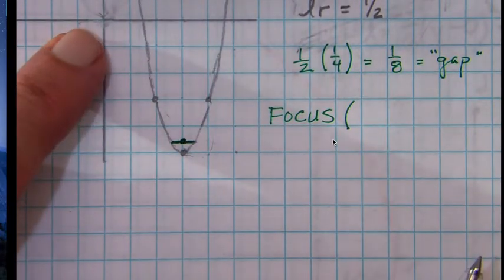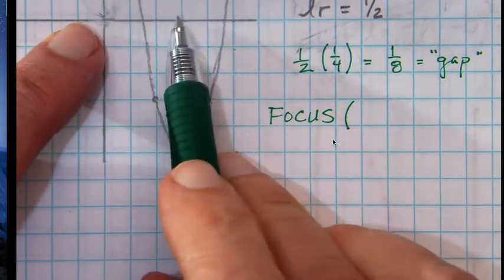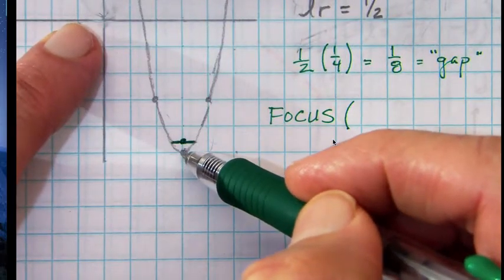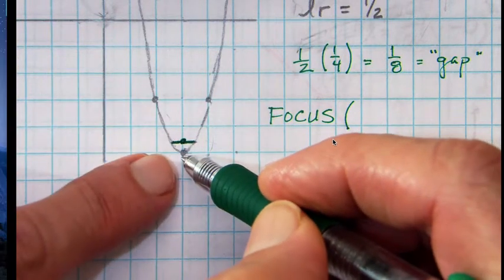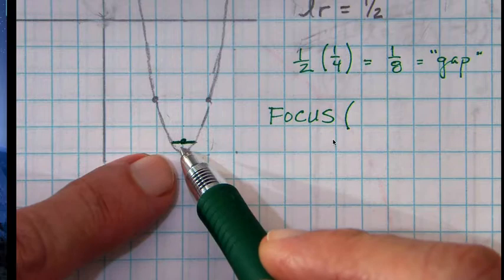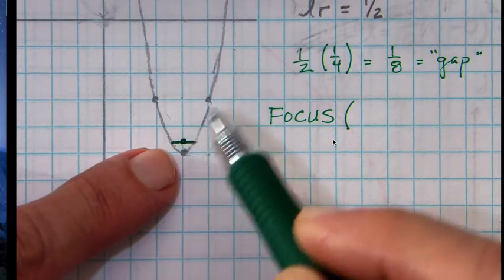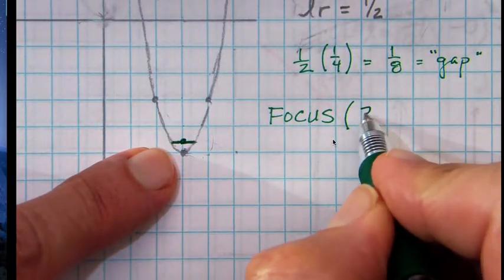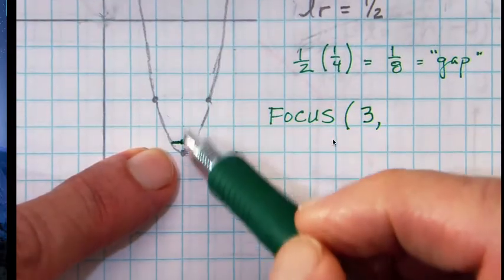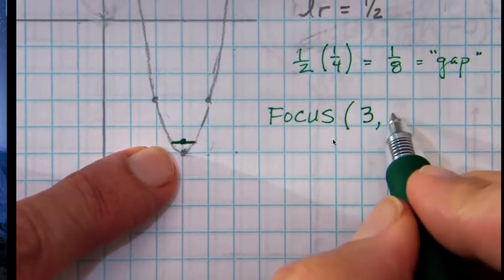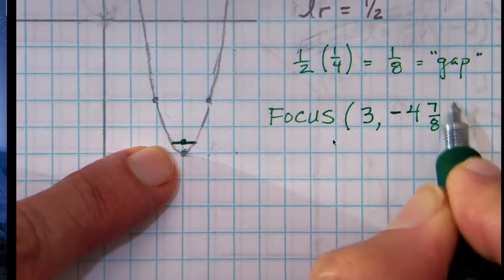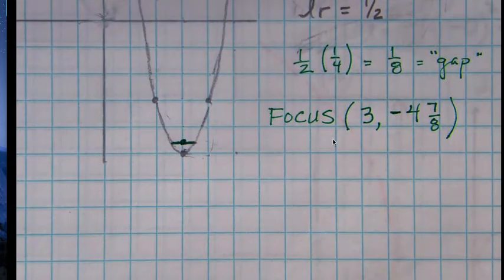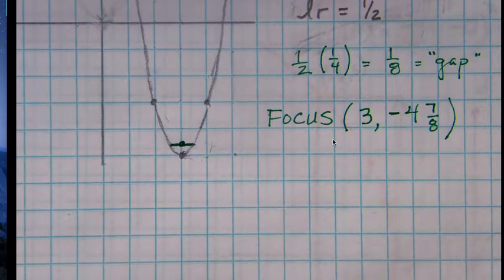Okay, well let's think about this. The vertex was at 3, -5. That's where the vertex was, at 3, -5. And so I come up 1/8 of a unit, and that's going to be the focal position. So it's still going to be 3 over. And see, I was down 5, but I came up 1/8, so now I'm down 4 7/8. And so that would be the position of the focus: 3 and then down 4 7/8.